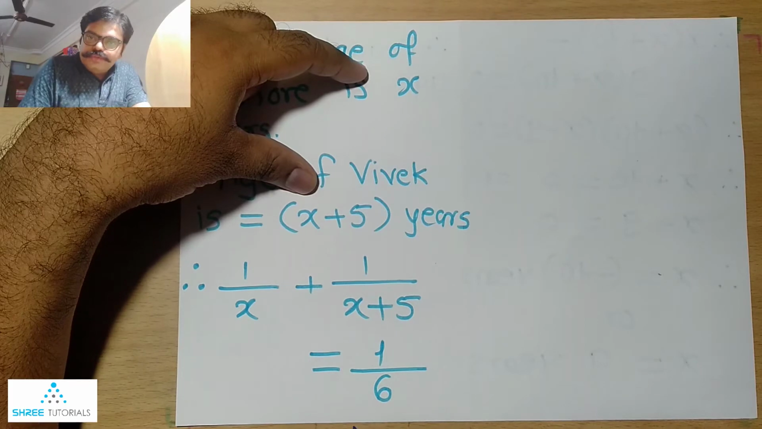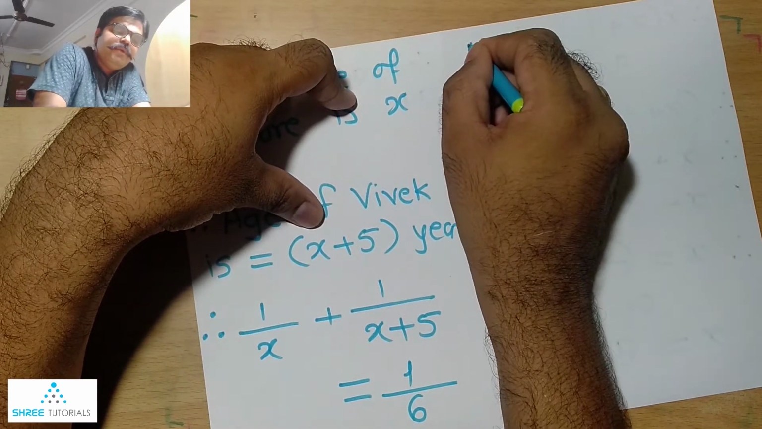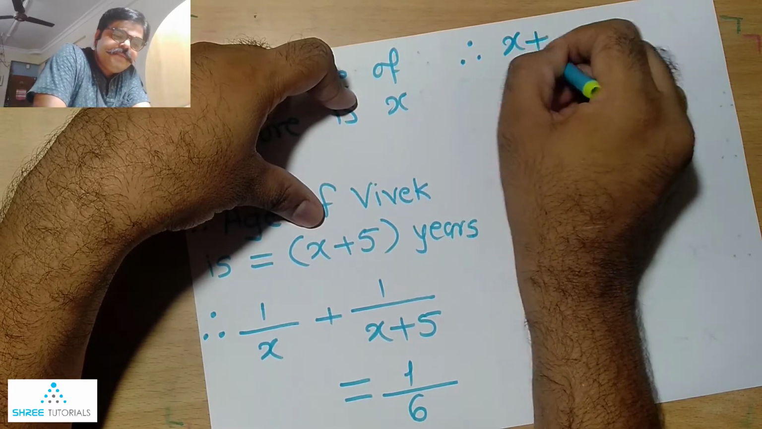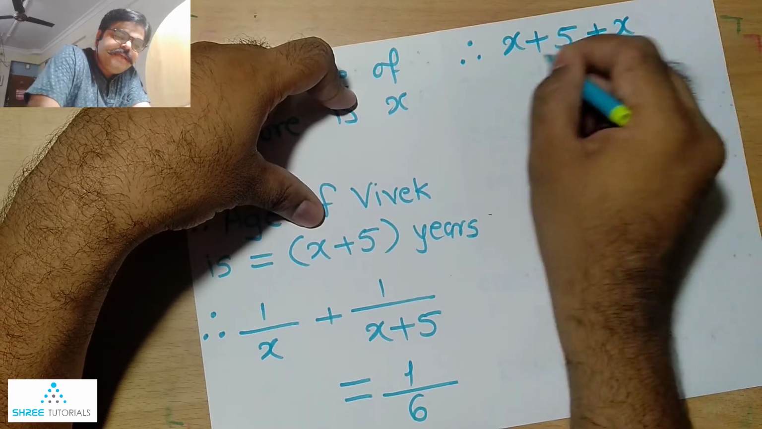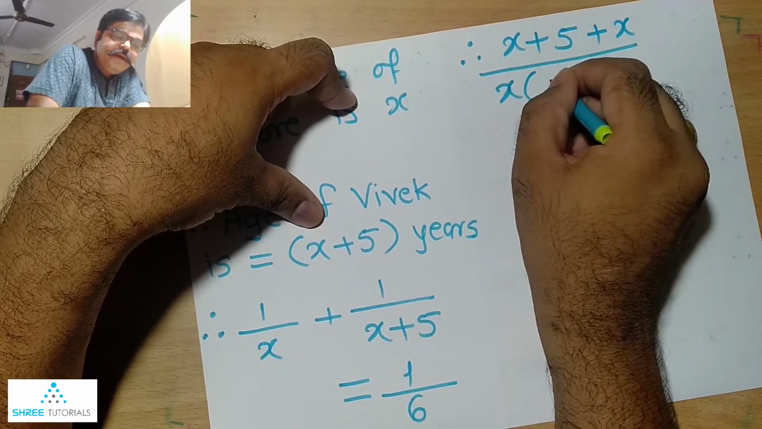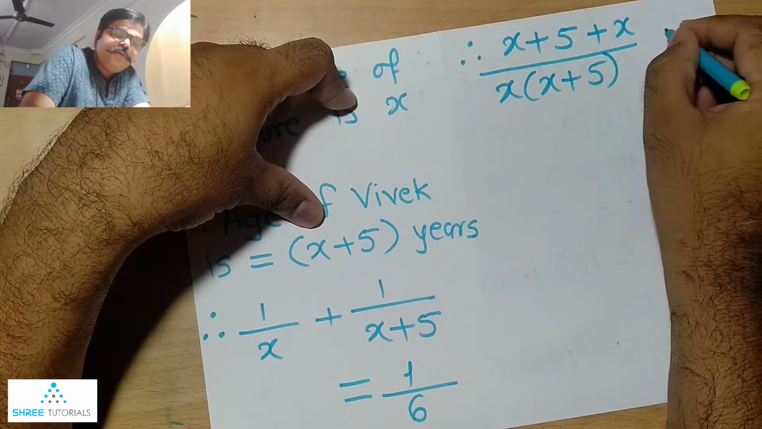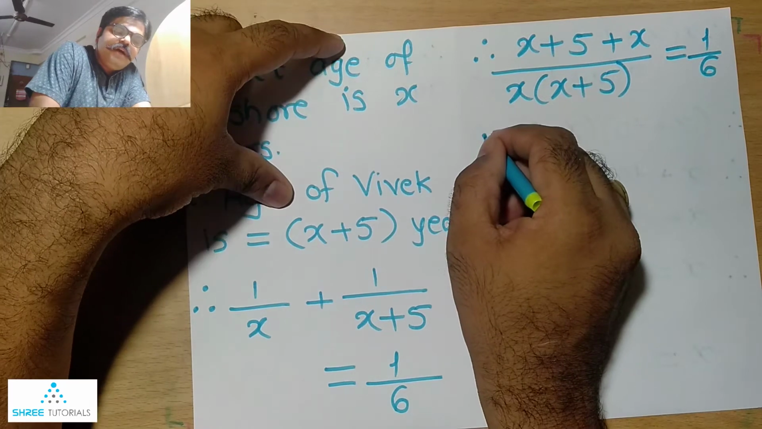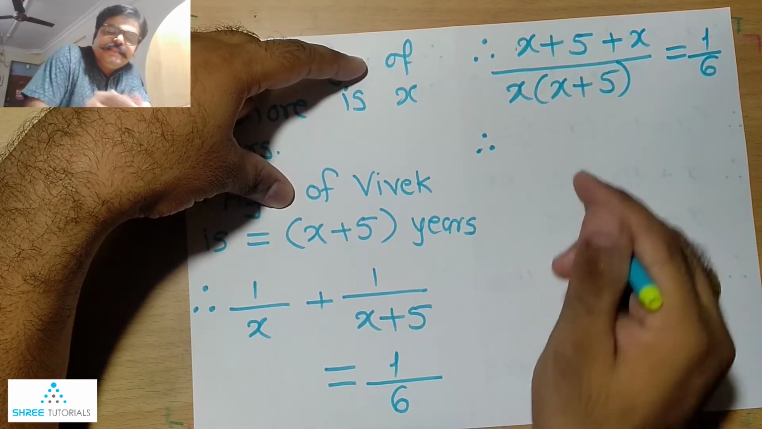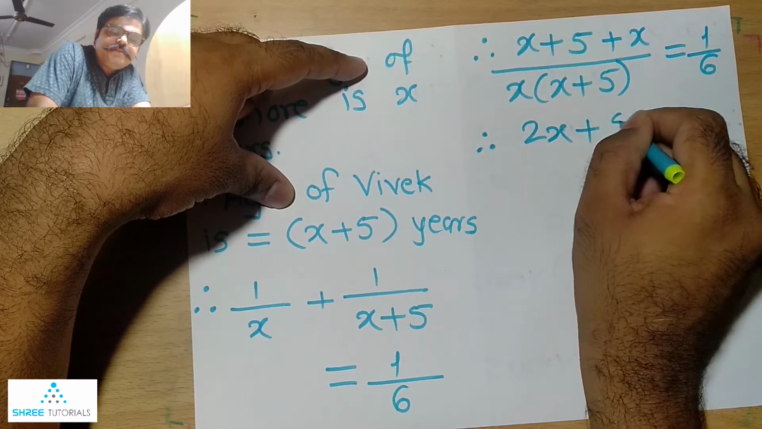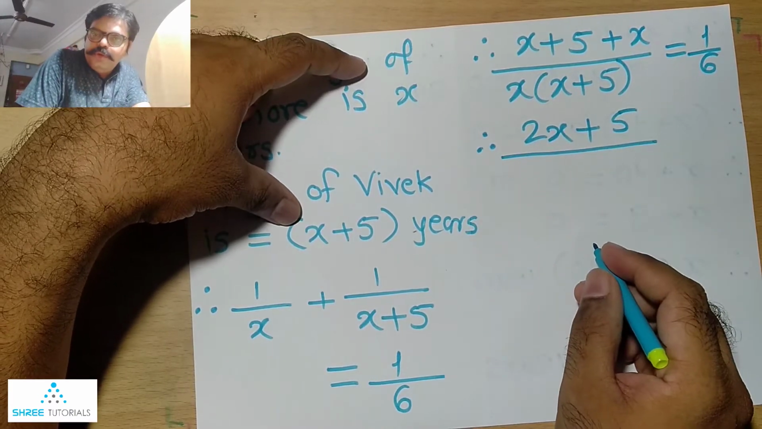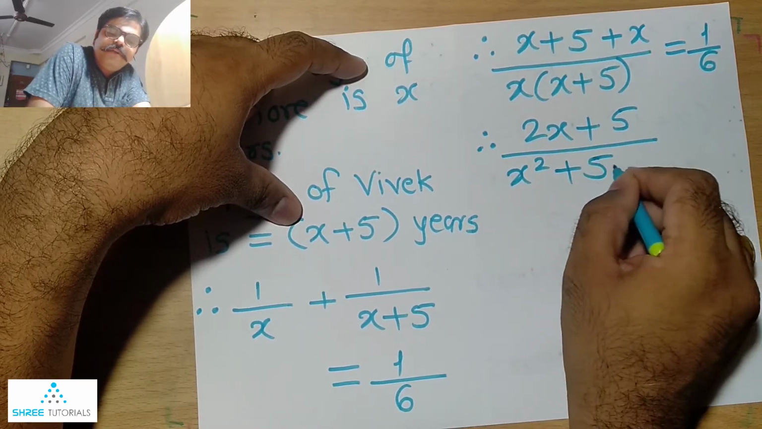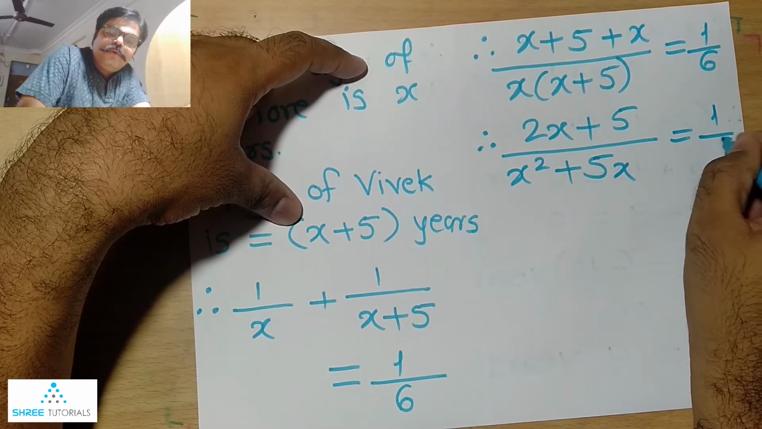We are going to do a little cross multiplication over there, and therefore this will look like (x plus 5 plus x) divided by x multiplied by (x plus 5) is equal to 1/6. If we solve this further, x plus x will be 2x plus 5 in the numerator. In the denominator we multiply, x into x gives x square plus 5x, equal to 1/6.